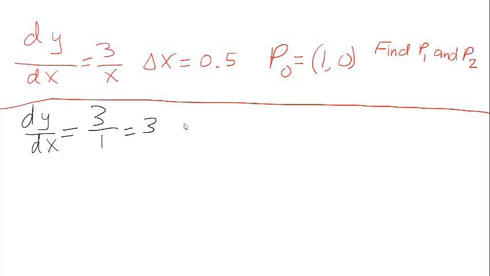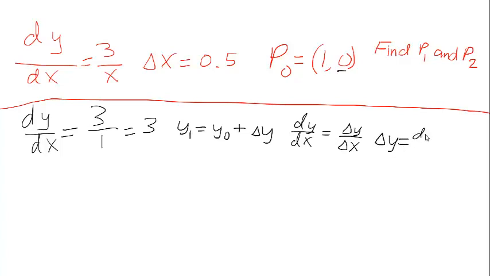Now our y sub 1 equals our y sub 0 plus delta y. Now we know y sub 0, that's just right here, 0. But we have to find delta y. And so basically, dy over dx equals delta y over delta x. Using some algebra, we can isolate delta y and make it equal to dy over dx times delta x. And so we're just going to use this to find our delta y, and in turn find y sub 1.